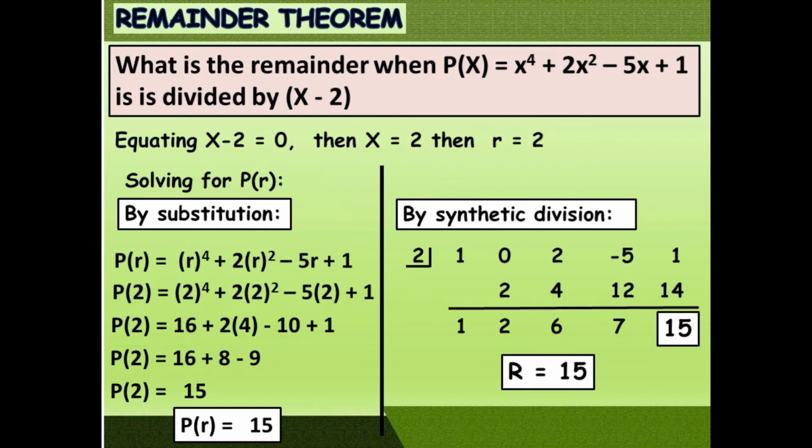So therefore, it is true that P of r is equal to the remainder in dividing a polynomial by a linear polynomial.